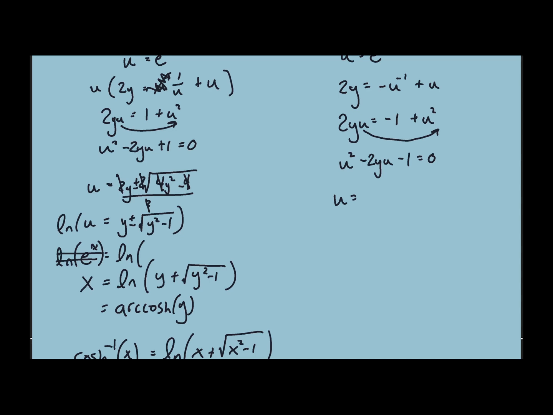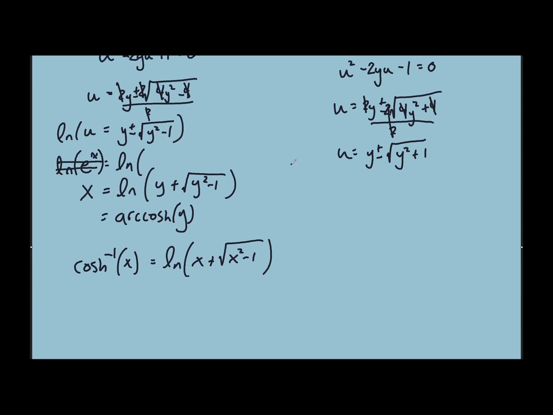And what do we want to do here? u equals 2y plus or minus the square root of 4y squared plus 4, over 2. So again, the 4's can come out, make a 2 here, and the 2's everywhere cancel out. We're going to get u equals y plus or minus the square root of y squared plus 1. That's a little different, because this one was a minus over here. It's not a small difference. It looks like a small difference till you look at the behavior, but it's not.